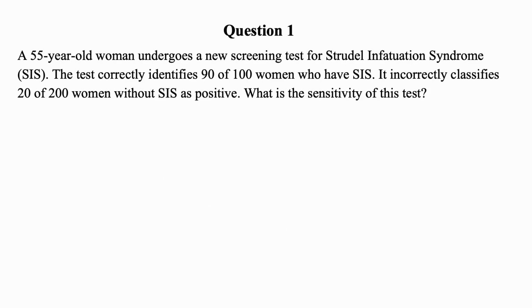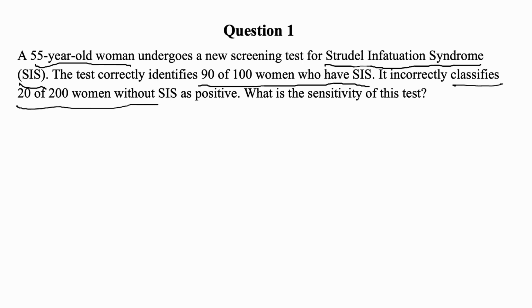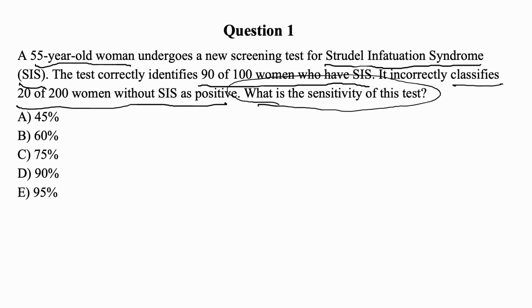All right, finally we've gotten to the practice questions, long awaited. So let's say we have a 55-year-old woman that undergoes a new screening test for a very serious syndrome, strudel infatuation syndrome, SIS. This test correctly identifies 90 of 100 women who have SIS, but it incorrectly classifies 20 of 200 women without SIS as positive. And this question is asking, what is the sensitivity of this test? So our answer choices are 45%, 60%, 75%, 90%, or 95%.